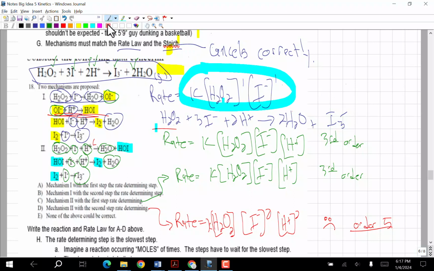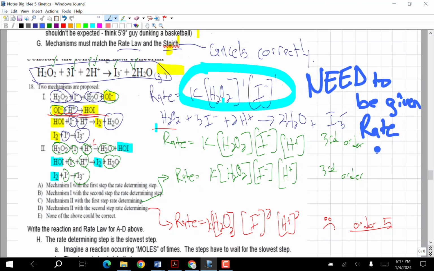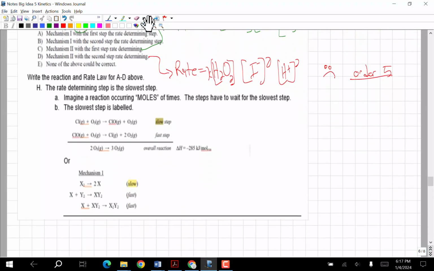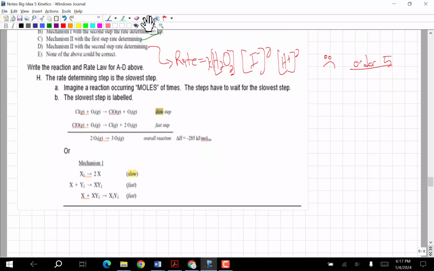But it has to be, we need, I'll make this nice and big. To be given rate law. And we're not, so oops, I made a boo-boo. Write the reaction to the rate law for A through D above. We did that. All right. So I guess I changed my question there, didn't I?